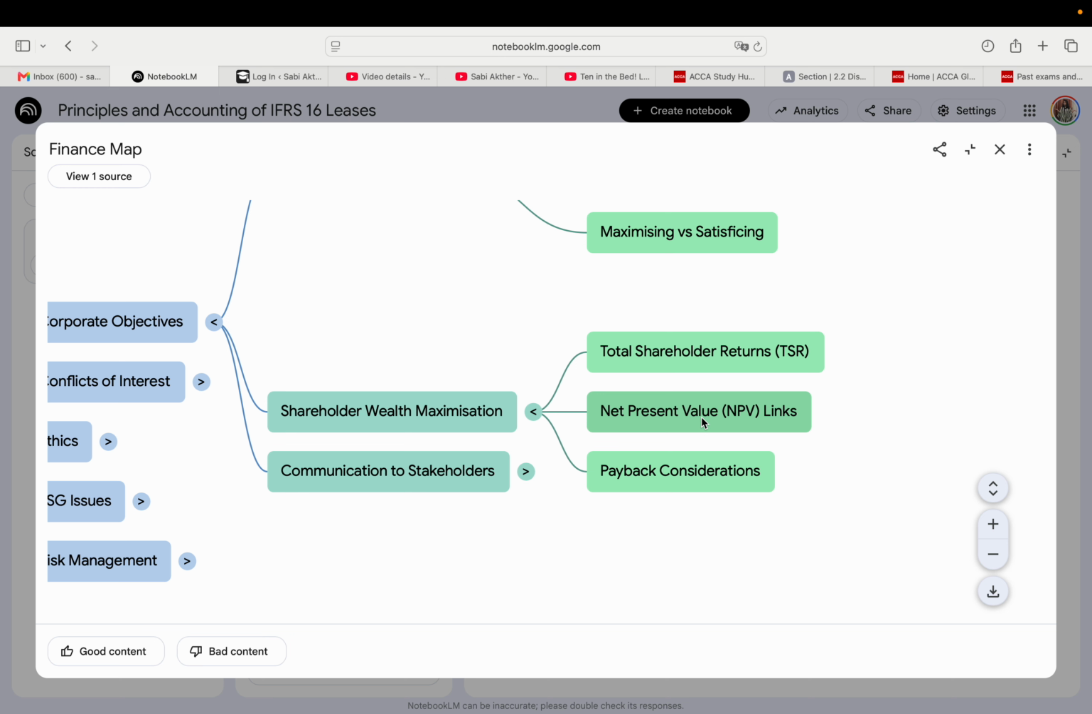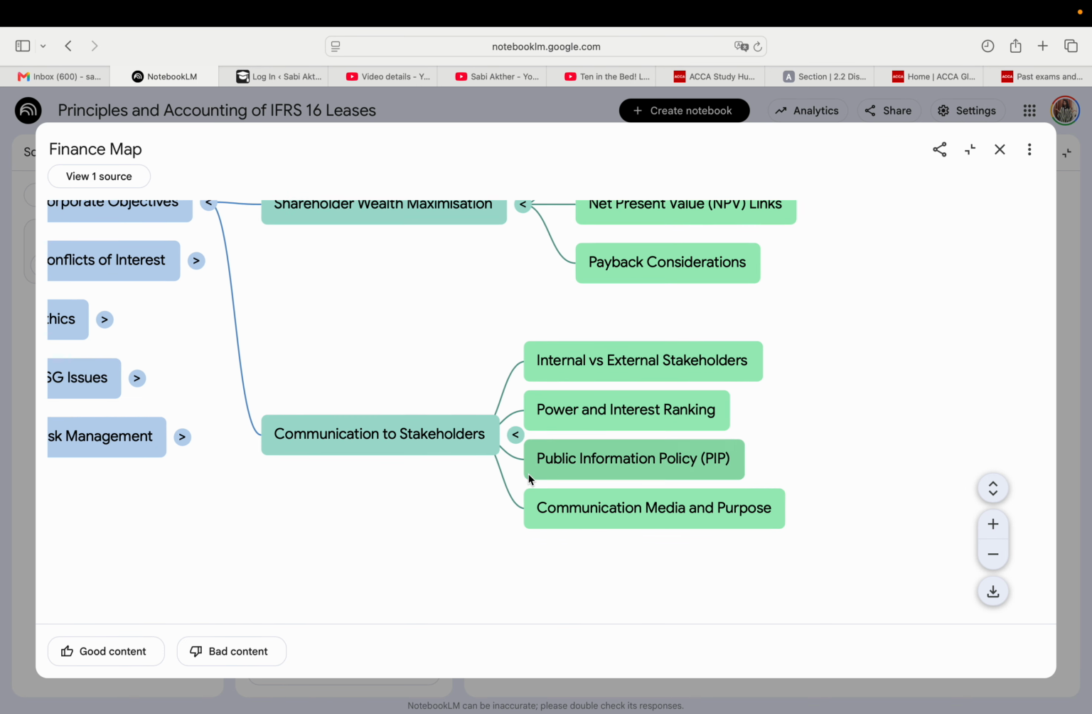Again, let me tell you, net present value is very important. Most of the time your question number 1 for 50 marks is on this area, that is the calculation of net present value. And also in AFM, along with net present value, you might have to calculate APV, adjusted present value. So you have to be prepared for this. This is very important. Then your payback consideration, how with payback shareholder wealth is maximized.